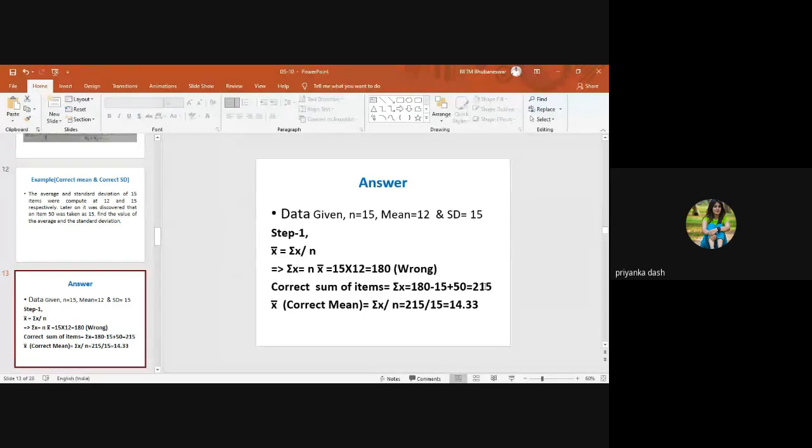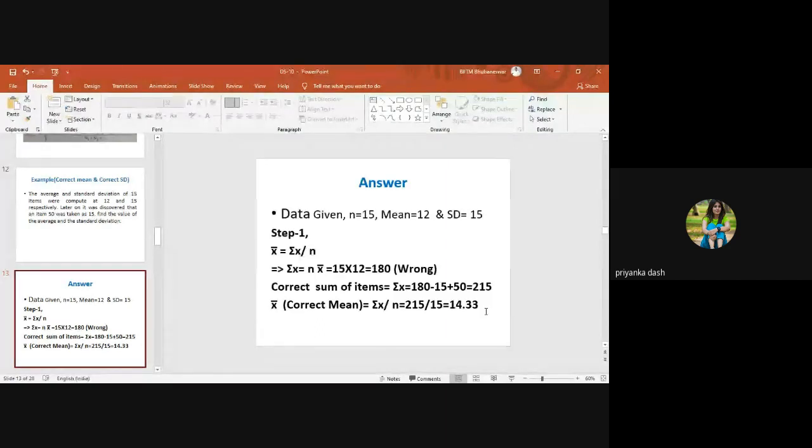To calculate the correct mean, I use the same formula: sum of x divided by n. Here the correct sum is 215. The number of observations needs no correction; these are the x variables. I calculate the correct mean as 14.33. Until here, any doubt from your side, you can ask freely.